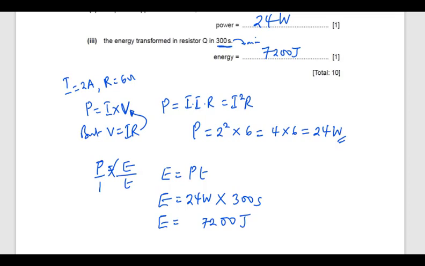Sometimes you might want to write it in what we call standard notation. Remember that 1 kilojoule is equivalent to 1,000 joules. So we can divide this by 1,000, and this is also equivalent to 7.2 kilojoules. All right, I think that's the end to this question part 2.